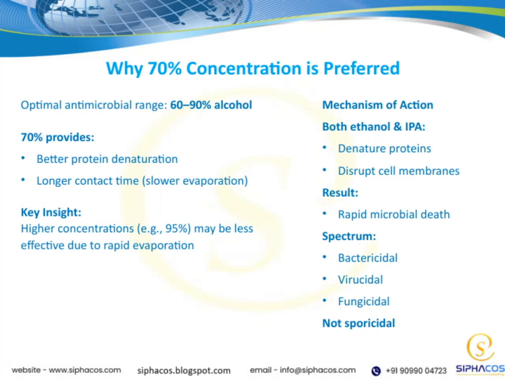Let's talk about the mechanism of action for both ethanol and isopropyl alcohol. Essentially, they work by denaturing proteins, which means they disrupt the structure of vital microbial proteins, rendering them inactive. At the same time, they disrupt cell membranes, causing the cells to break apart and die quickly. The result of this process is rapid microbial death, making these alcohols highly effective disinfectants.